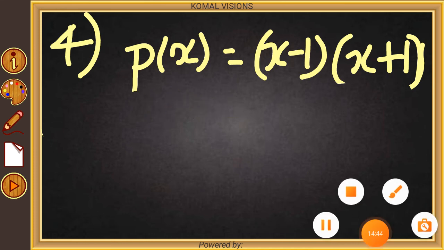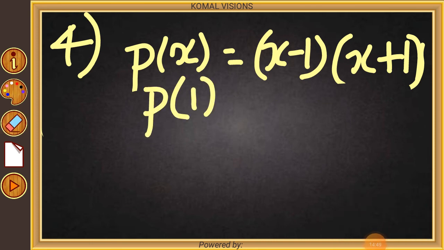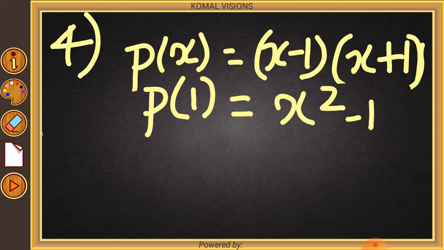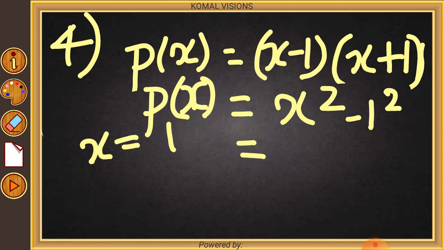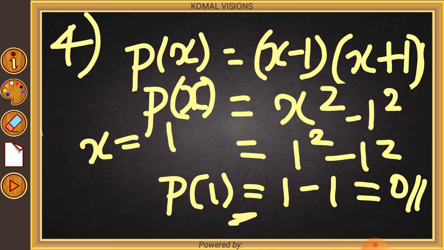Now for p of 1, what will be our polynomial value? Let us see. As I told you, I can write it as x square minus 1 square, as we have applied the a square minus b square formula. Then what should I take x as? 1 here for p of 1. That will become 1 square minus 1 square. 1 square is 1, 1 minus 1 is again 0. So the value of the polynomial at p of 1 is 0.